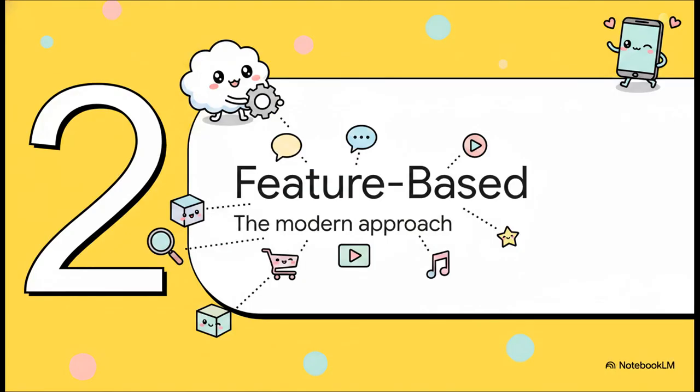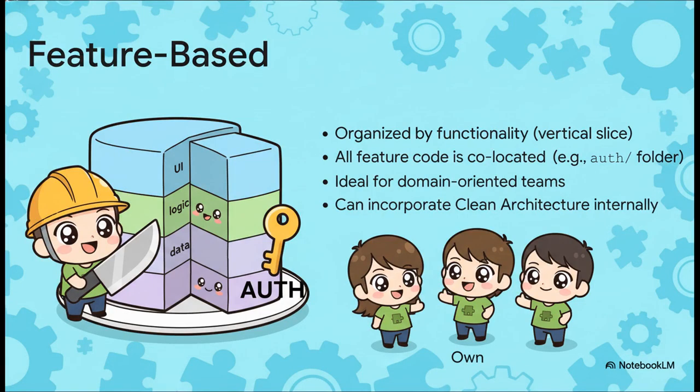Okay, let's shift gears and look at our next pattern, the feature-based approach. This is a much more modern take, and the whole idea is to organize your code not by its technical role, but by what it actually does for the user. This introduces a really cool concept called a vertical slice. So instead of those horizontal layers, you're now cutting vertically through your application feature by feature. Everything, and I mean everything, related to login lives together in one spot. The UI component, the logic, the data models, it's all right there.